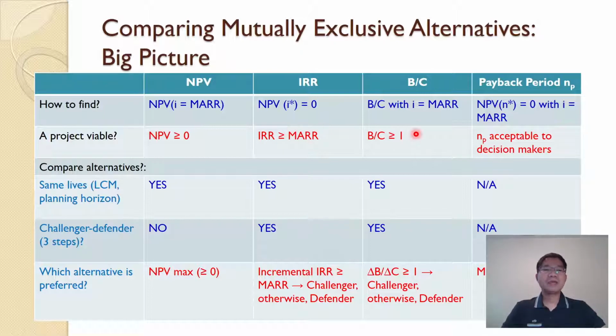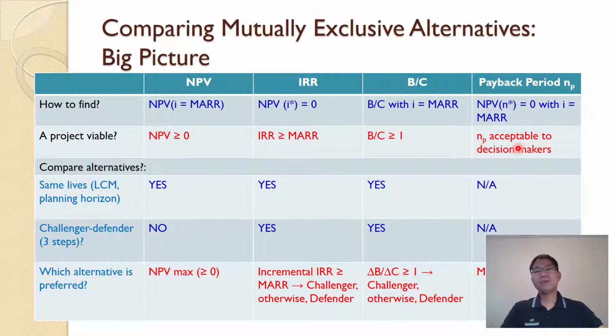And for the B over C, it is compared with 1. If the ratio is greater than or equal to 1, it means that benefit exceeds cost, then that project is considered viable. And for the payback period, it's acceptable to the decision maker, so there is no threshold compared to the other 3 methods. You can see there is a threshold here: greater than 0 for NPV, greater than 1 for IRR, greater than 1 for B over C. But this one is acceptable to the decision maker, no threshold.